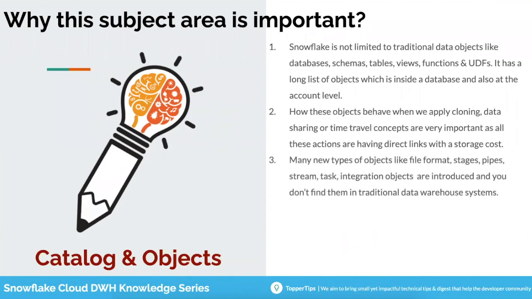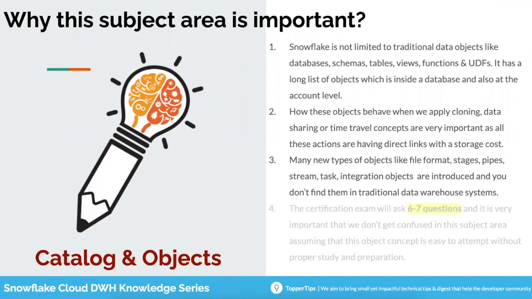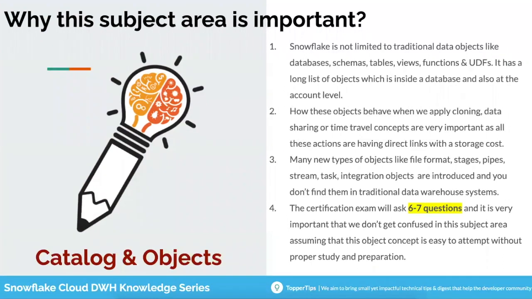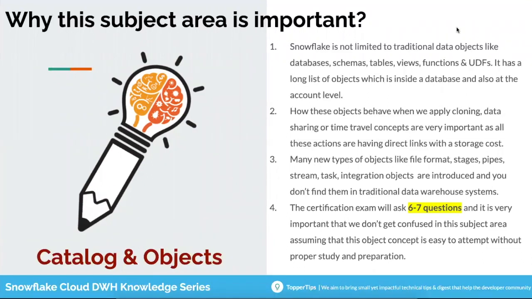Many new types of objects like file formats, stages, pipes, streams, tasks, and integration objects are introduced, and you don't find them in traditional data warehouse systems. The certification exam will ask around 6 to 7 questions, and it is very, very important that we don't get confused in this subject area, assuming that this object concept is easy to attempt without proper study and preparation. So now you must be sure how essential this chapter is for the Snowflake certification exam.